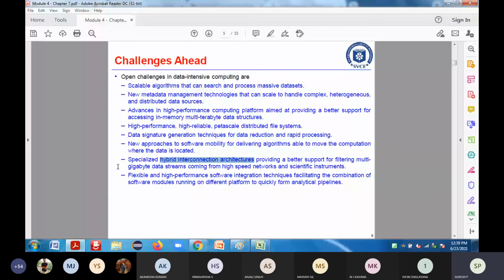It need not be only high-speed networks or scientific instruments, because n number of data are generated in different forms in this particular world. Even in social media, when you go, what will happen?